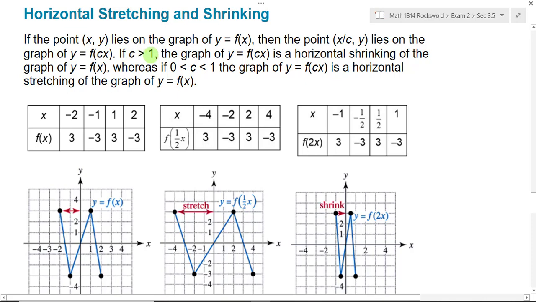If c is bigger than 1, we have a horizontal shrink. That's the opposite of what it was before. We had a vertical stretch if c was bigger than 1. Now we have a horizontal shrink of this graph. And if c is in between 0 and 1, we have a horizontal stretch instead of a shrink.